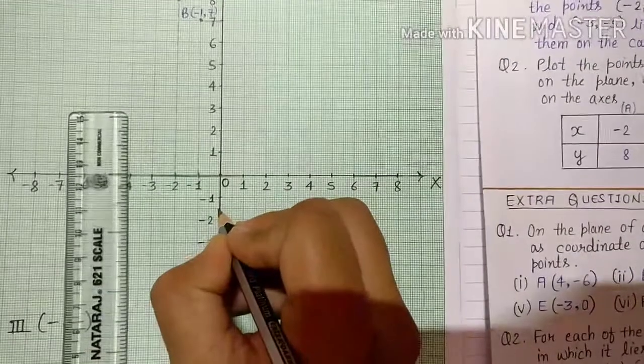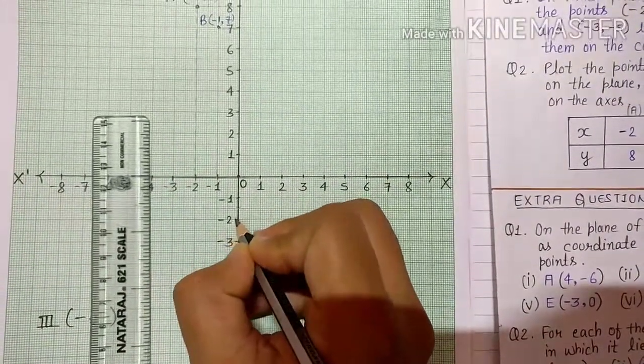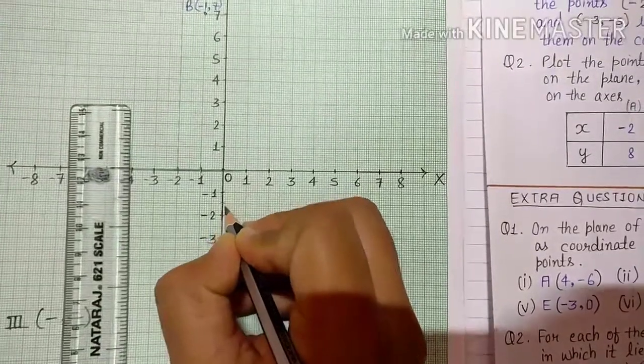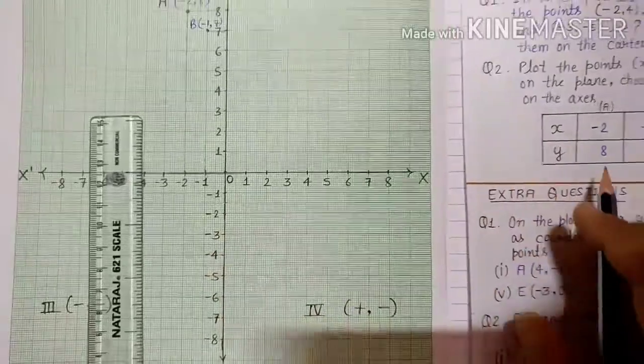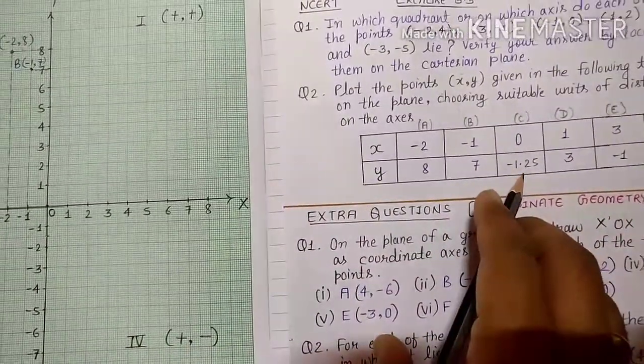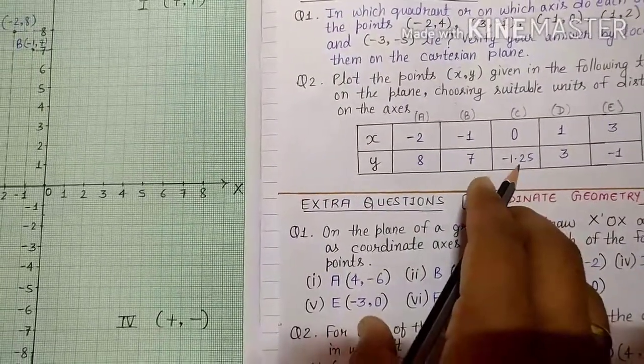This point, what will it show? This middle point between minus 1 and minus 2 will show minus 1.5. But our number is minus 1.25. It means this 0.25 is half of 0.50.